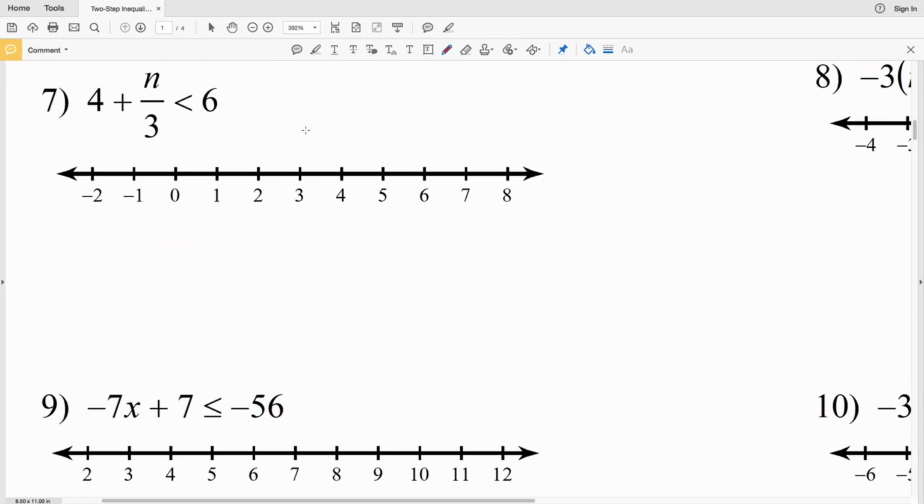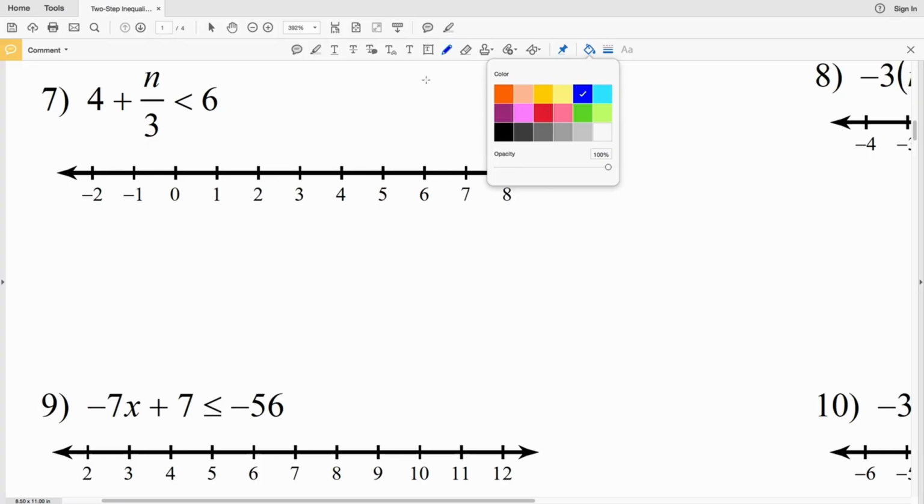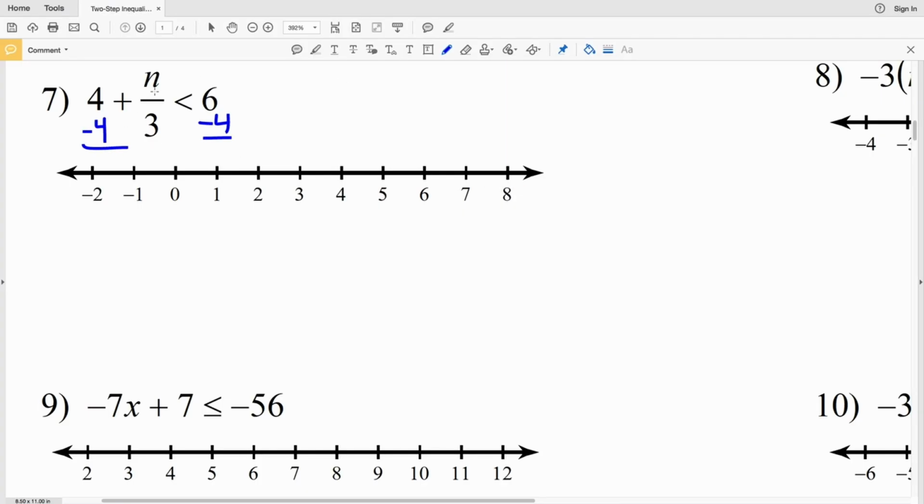On to number 7. We have 4 plus n over 3 is less than 6. So we need to isolate the term with the n in it, and that's n over 3, or 1/3 times n. So we're going to start by subtracting 4 from both sides. When we do that, bringing my work down underneath the number line, we'll have n over 3 on the left-hand side is less than 6 minus 4, which is a positive 2 on the right.